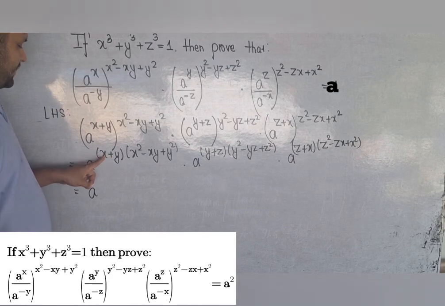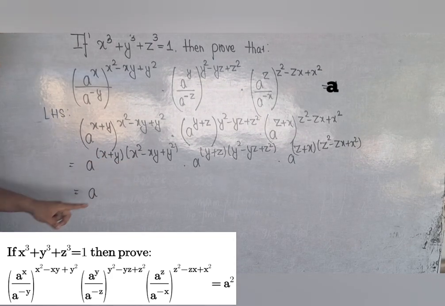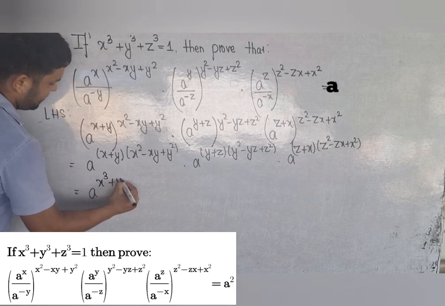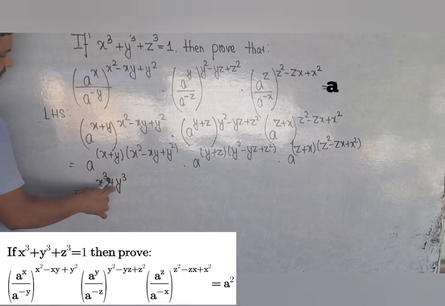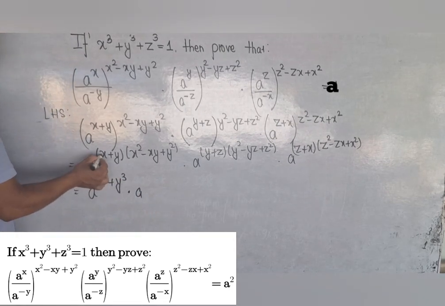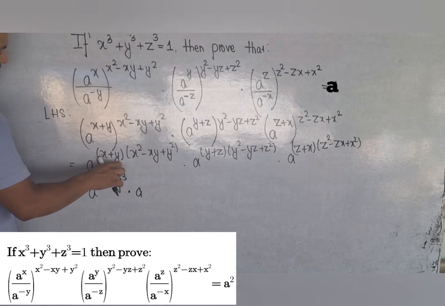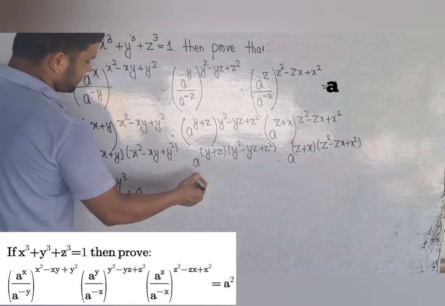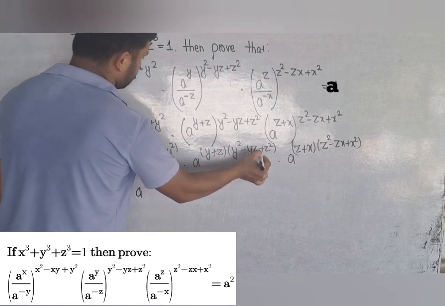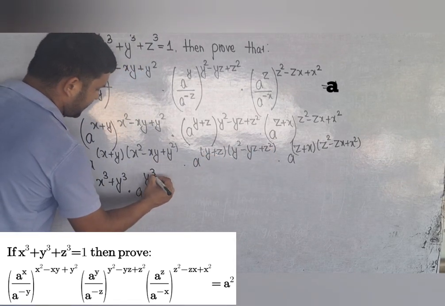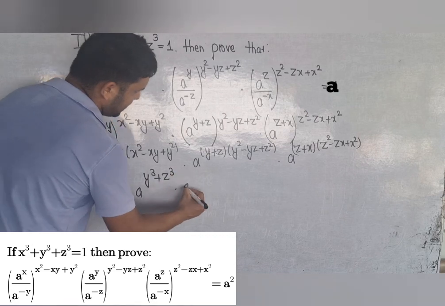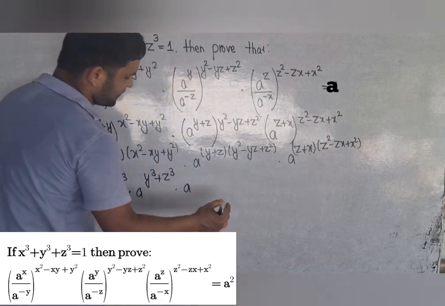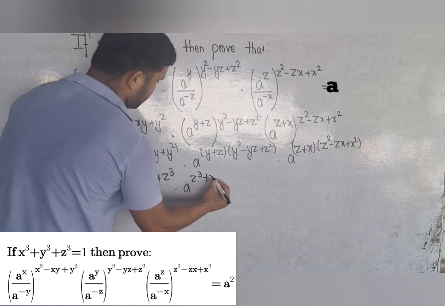So if it looks like a formula, you can simply use the formula. It is the formula of a cube plus b cube. Here we're going to use x cube plus y cube, because it is like a plus b. A here is x, b here is y: a plus b, a square minus ab plus b square. In the same way, y plus z, y square minus yz plus z square can be written as y cube plus z cube. Again, the third one, z plus x, z square minus zx plus x square can also be written as z cube plus x cube.